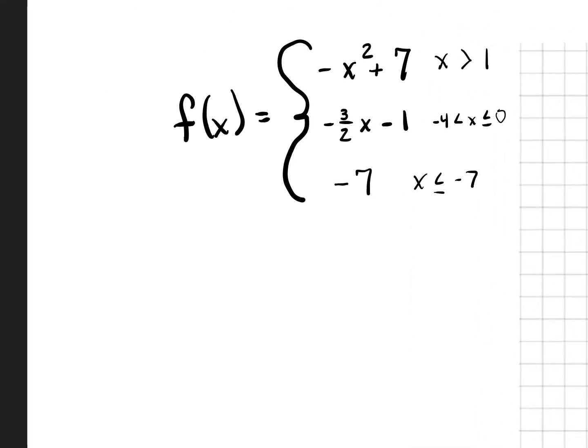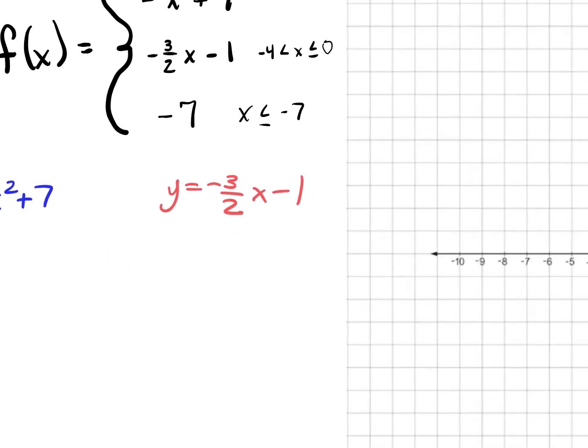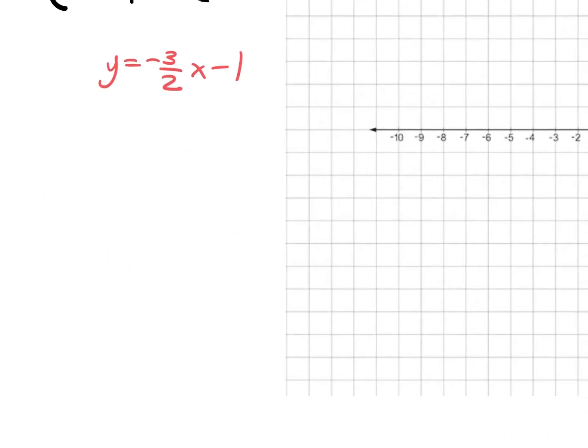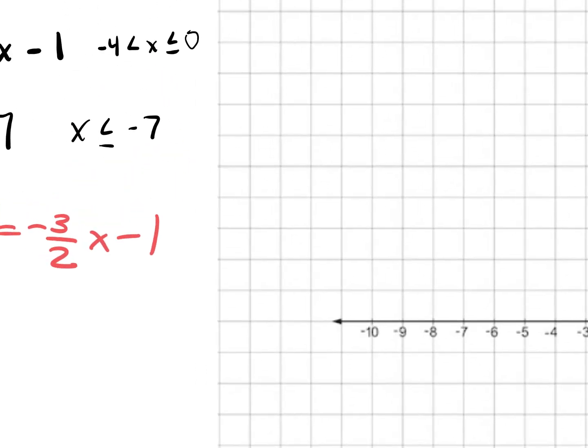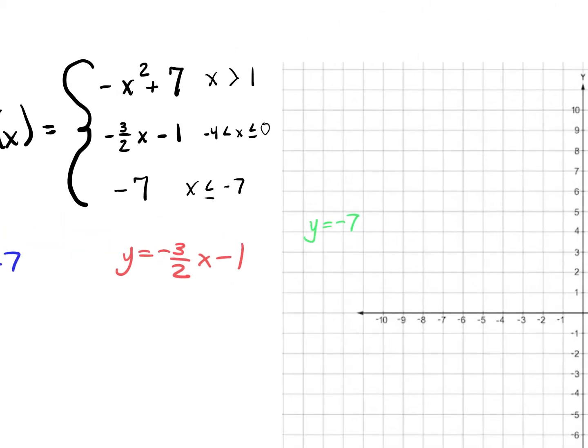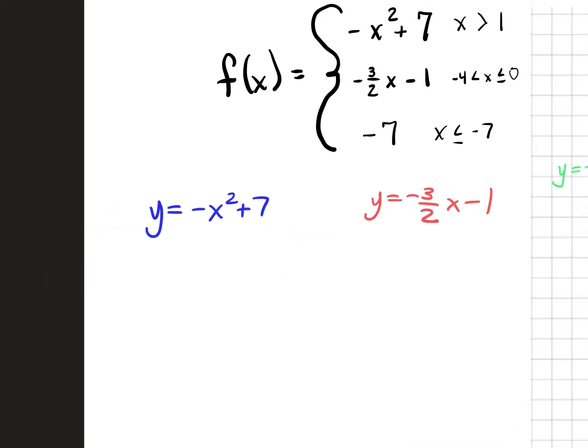So I have my first equation I'm going to do in blue. It's y equals negative x squared plus 7. You guys agree? Yes. My second equation is y equals negative 3 over 2 x minus 1, right? And then my third equation, I'll write over here. My third equation is y equals negative 7. You guys agree? Yeah. Okay, so let's look at this first one.